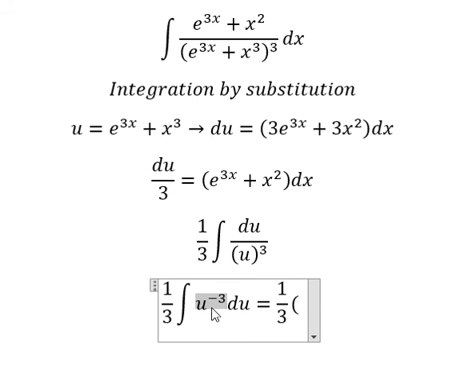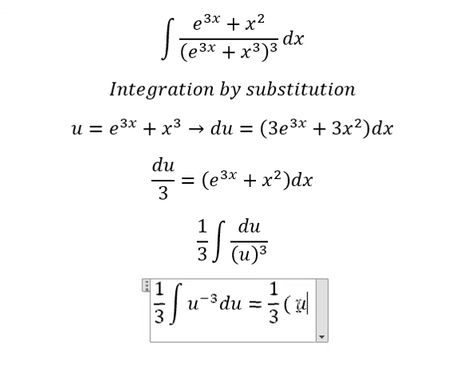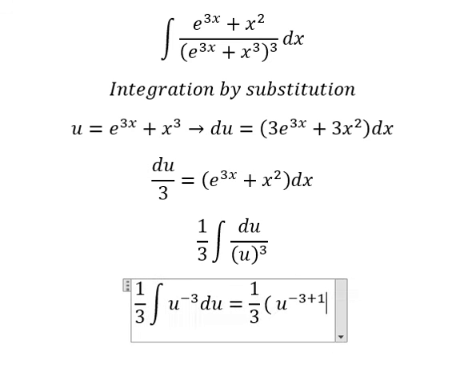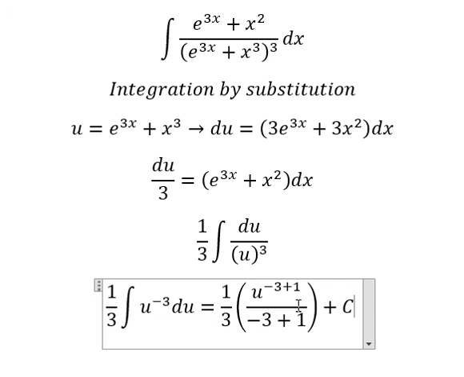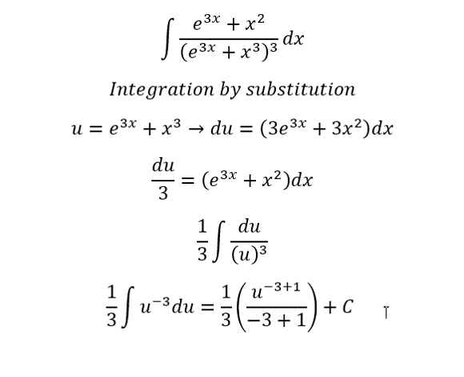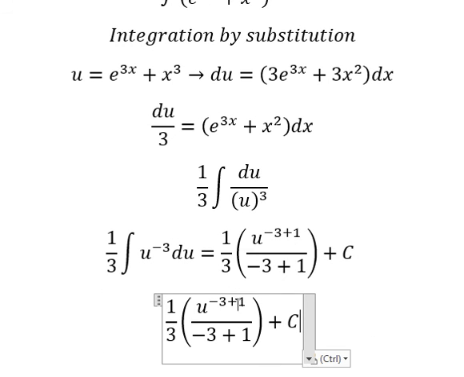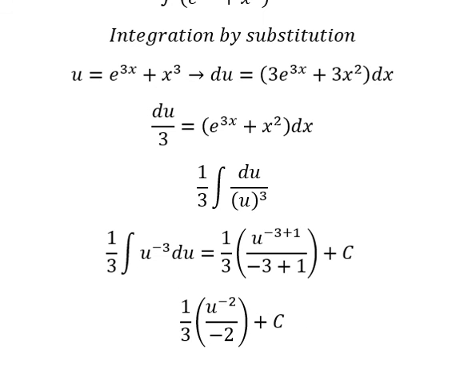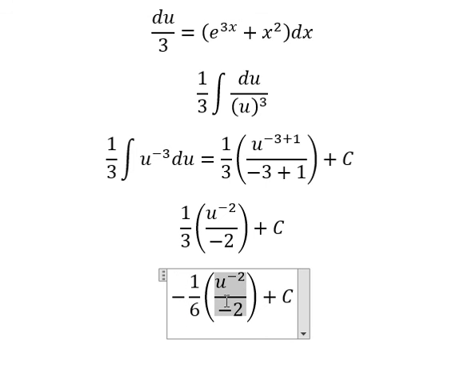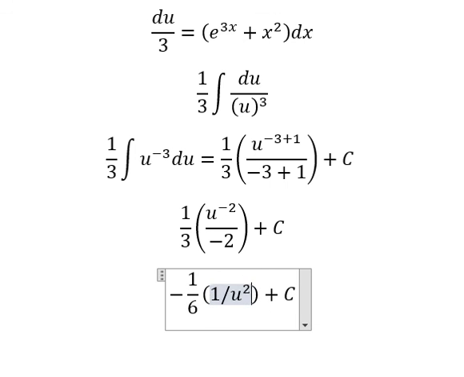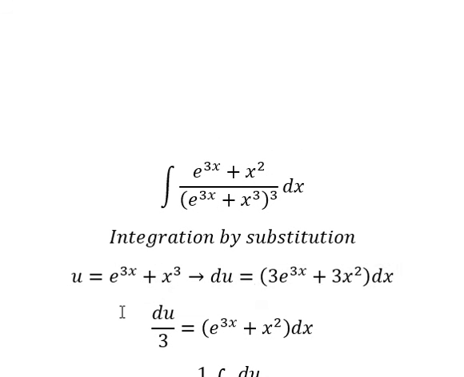The integration of this one, we have u to the power of negative 3 plus 1, over negative 3 plus 1. And we put plus c. This one, we have negative 2. This one we have negative 2. 3 with negative 2, we have negative 6. This one we change for 1 over u squared. And u is this one.